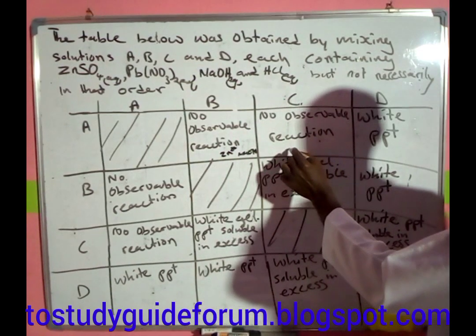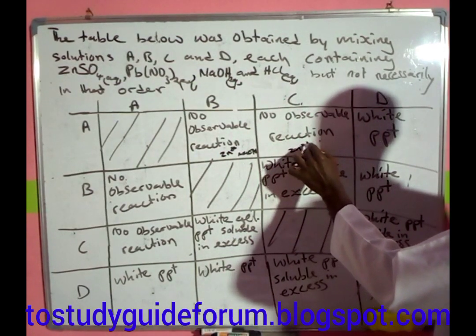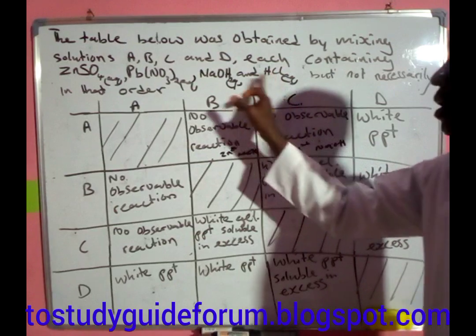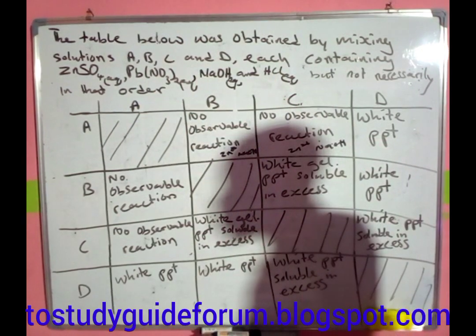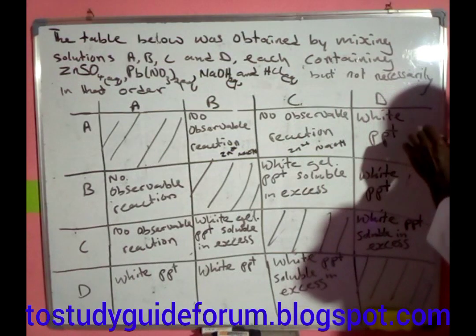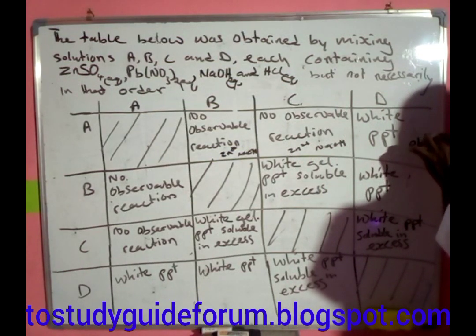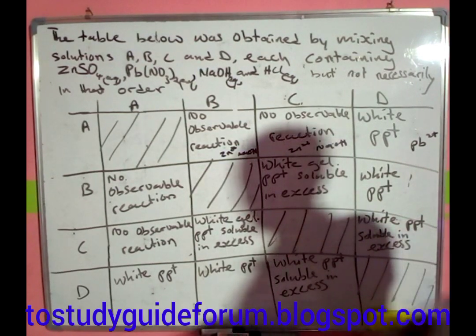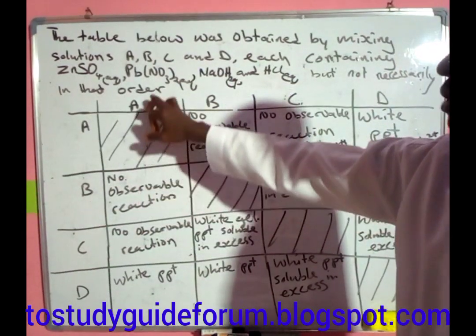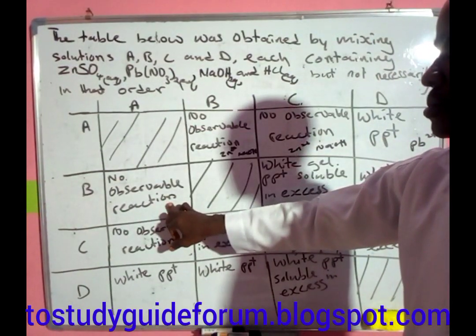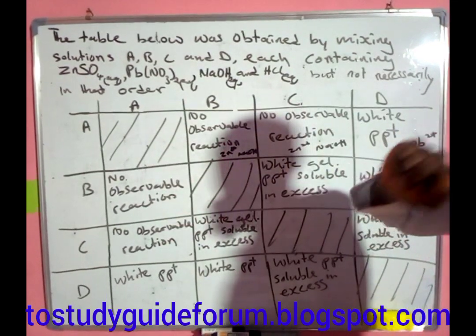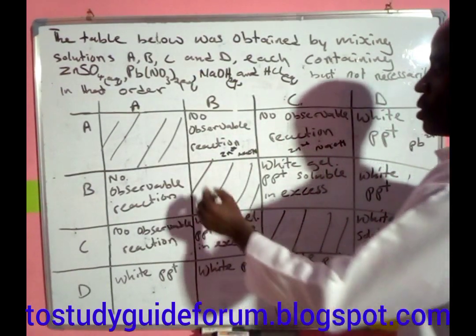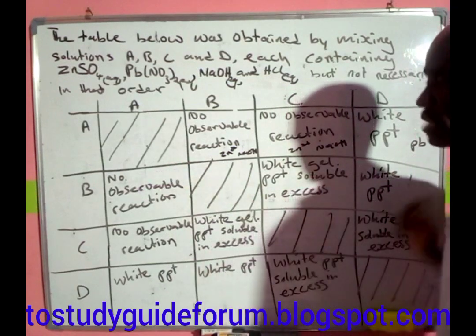Now we come to this place again. We have zinc ion and sodium hydroxide. Coming to this place, lead chloride is insoluble. It will give us a white precipitate. Possibly what we have here is likely to be lead ion. So we go again. In B plus A, we have no observable reaction, meaning no visible reaction, nothing at all shows, which means it's likely to be any of these, zinc ion or sodium hydroxide.